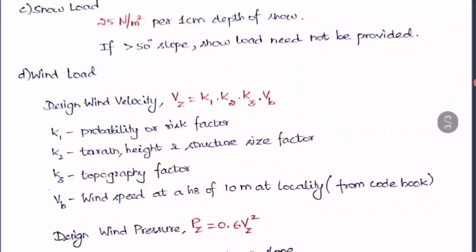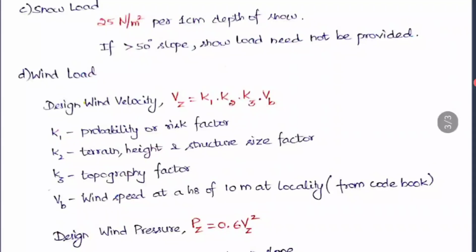And then the wind load. In wind load, first we'll be calculating the design wind velocity and then we'll be going for the pressure. Pressure is the only load we are considering. Here the velocity is Vz equal to K1, K2, K3 into Vb. All these are factors. K1 is the probability or risk factor, K2 is the terrain height and structure size factor, and K3 is the topography factor.